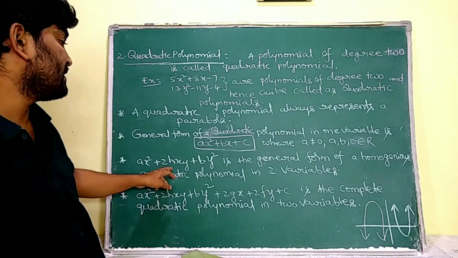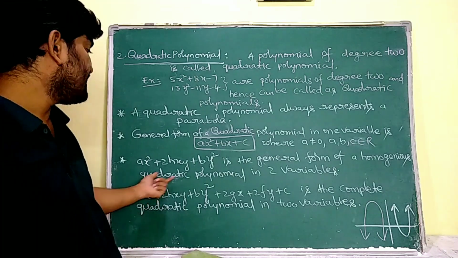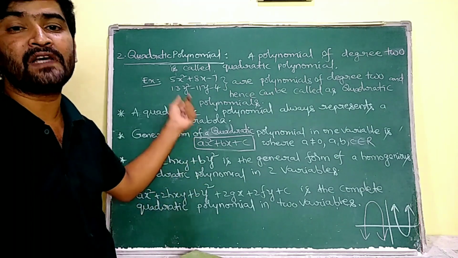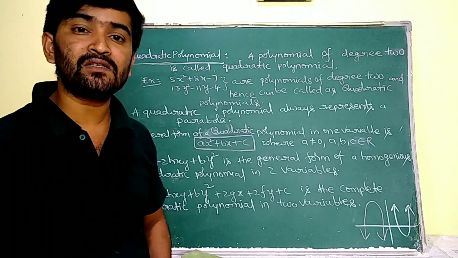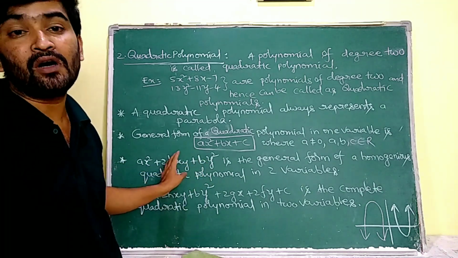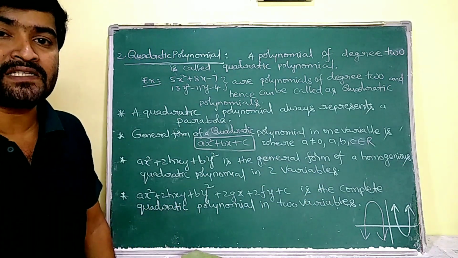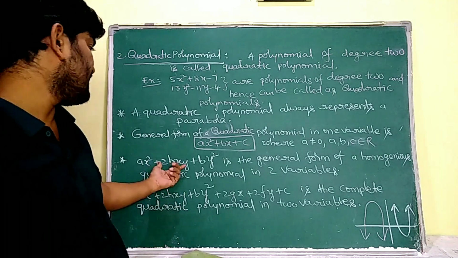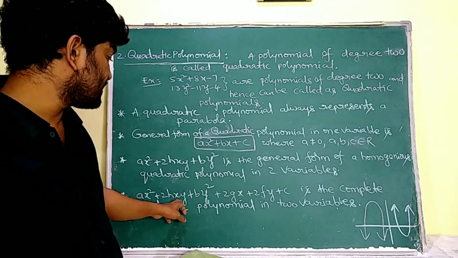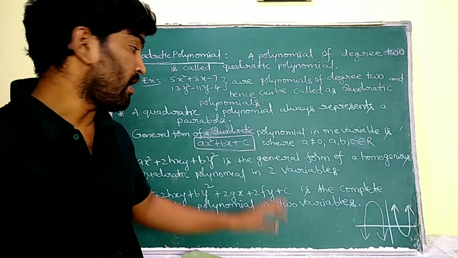Here ax square plus 2hxy plus by square is the general form of a homogeneous quadratic polynomial. What is homogeneous? Homogeneous means if the degree of each and every term of the expression is the same, then it is known as homogeneous. See, here its degree is 2, here its degree is 2, here its degree is 2. So all the terms of the expression have the same degree, so it is known as a homogeneous expression. So this is a homogeneous quadratic expression. Now ax square plus 2hxy plus by square plus 2gx plus 2fy plus c is a complete second degree quadratic polynomial.